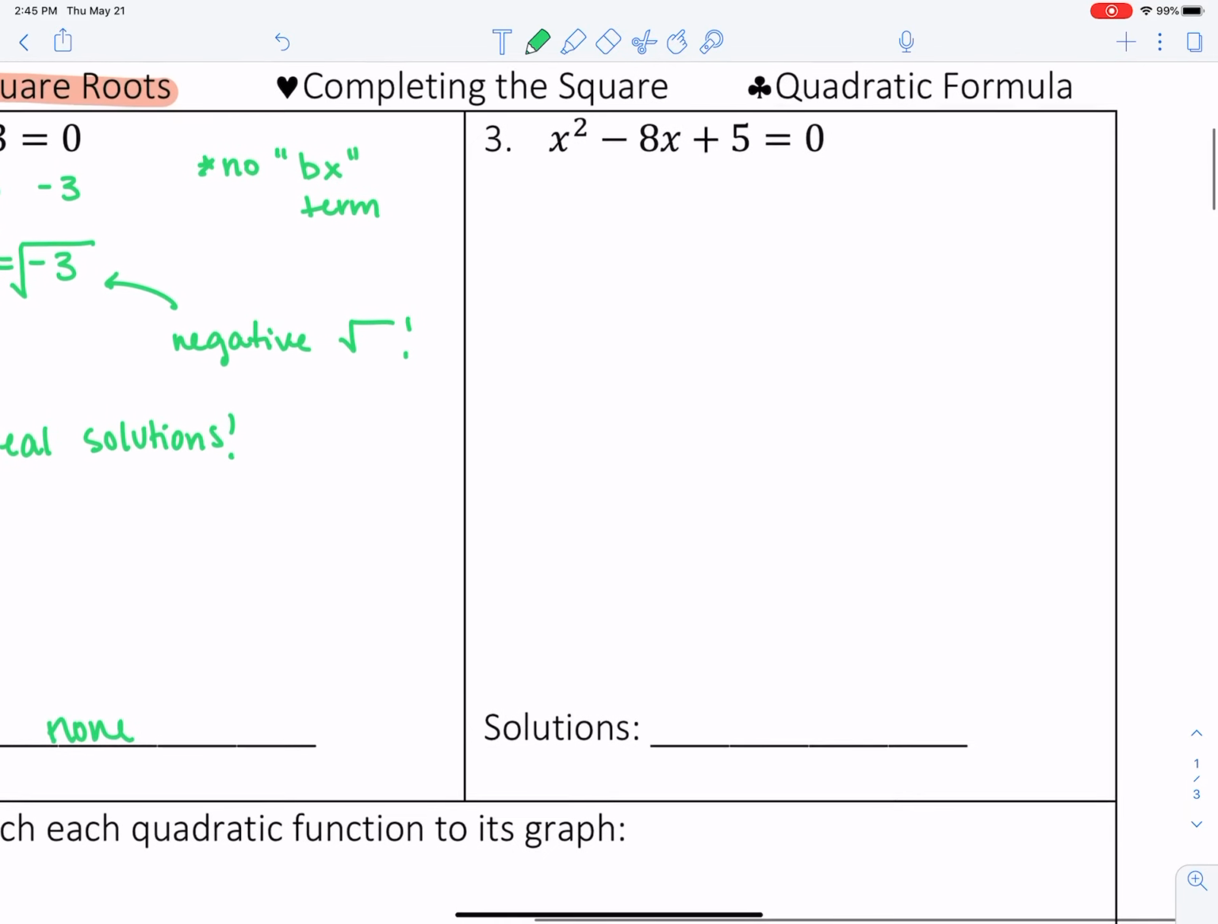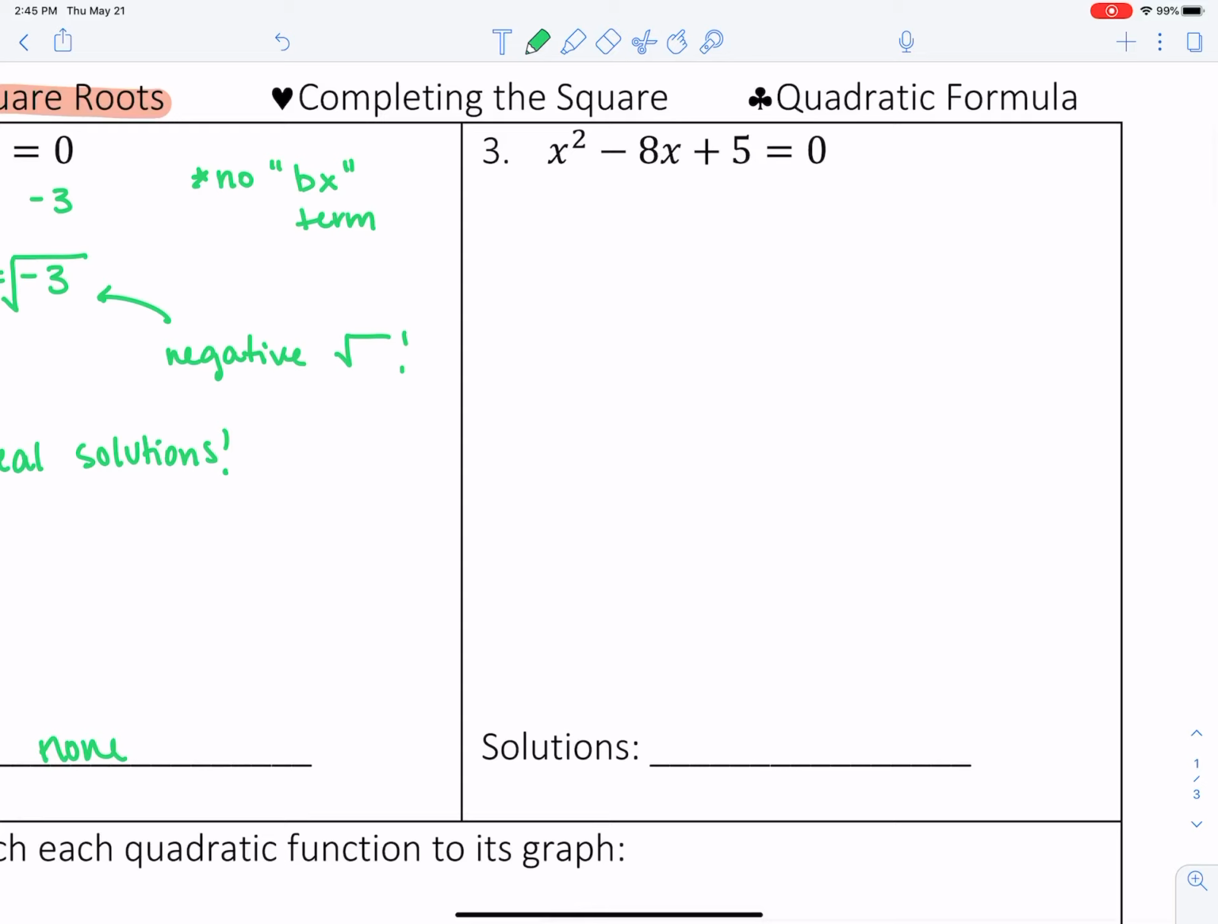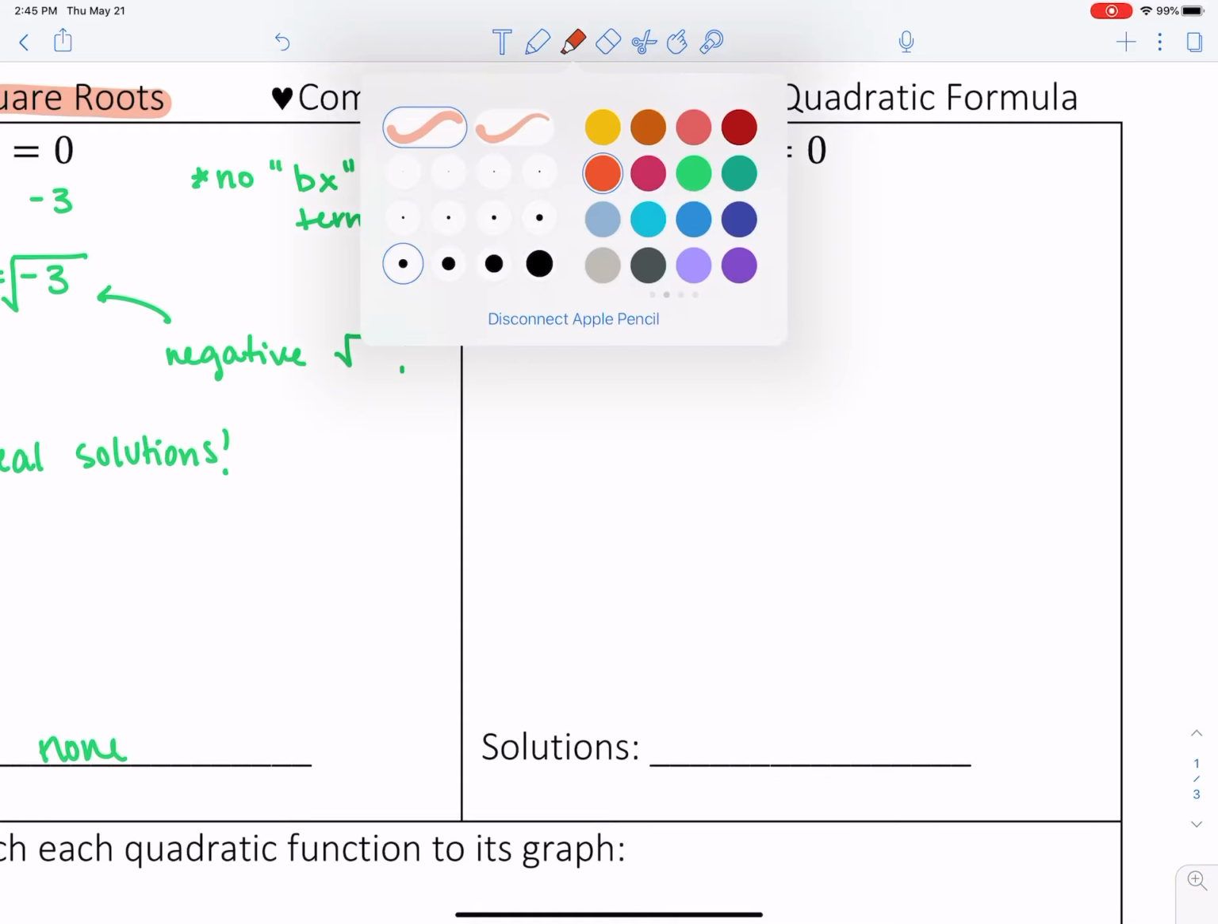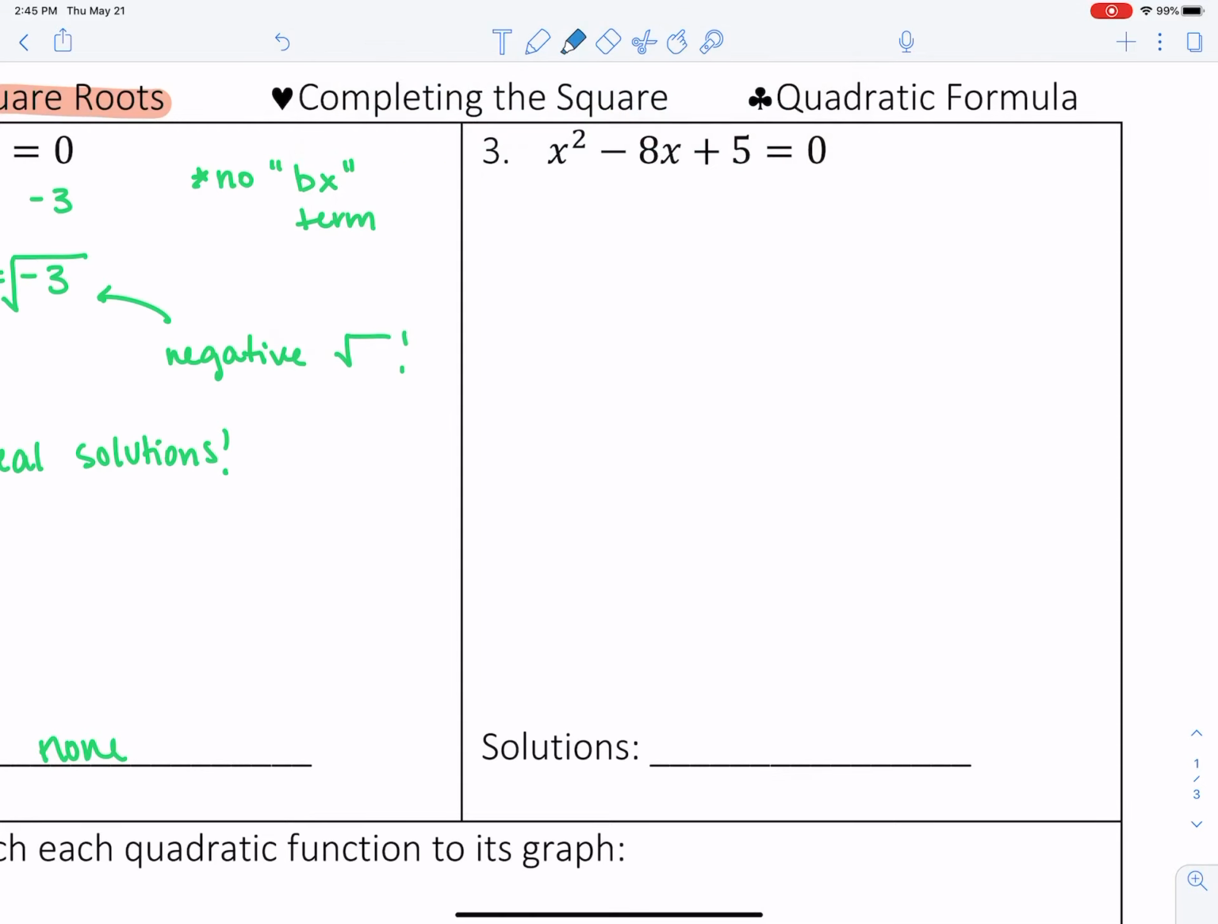Number 3. So the thing that I like about number 3 is that my leading coefficient is 1 and that this middle term is an even number. That means I get to use completing the square, and as you all know, that is one of my absolute favorites. And I love completing the square because it's kind of methodical in terms of when you're solving this guy.